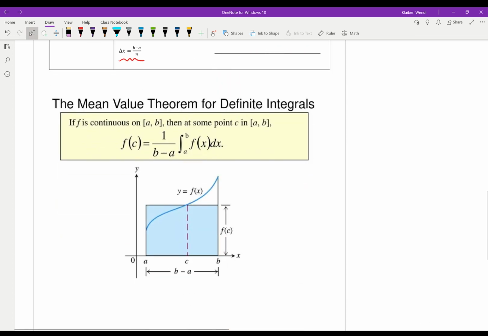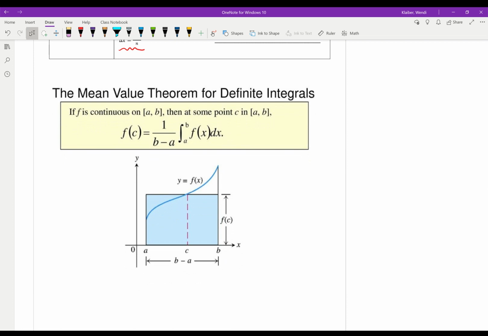And last of all, here's a visual for the mean value theorem for definite integrals that we learned today in class. Great. I hope this resource page helps you.